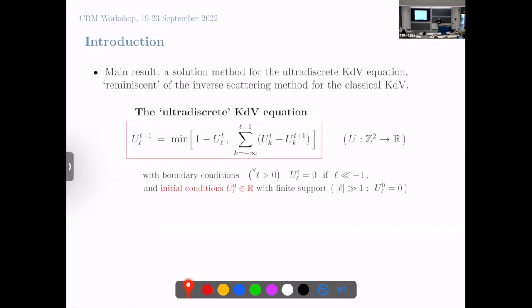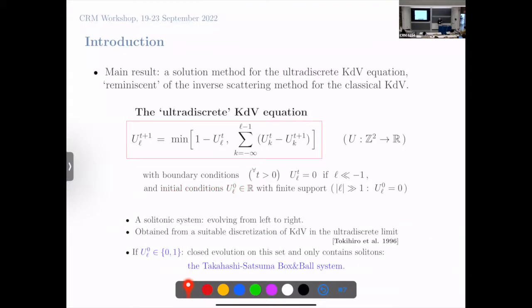So even stronger, not only finite mass, but the initial conditions will always have finite support on the lattice. So that's the basic assumption. And that will ensure integrability in a very precise sense, in an inverse scattering sense. So that's the basic setup.